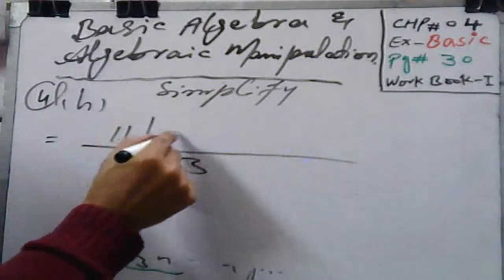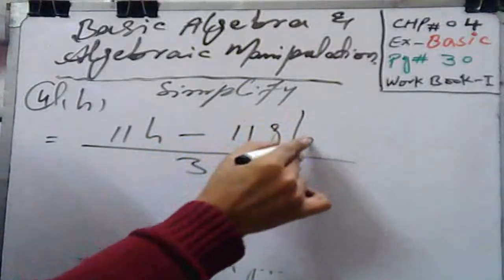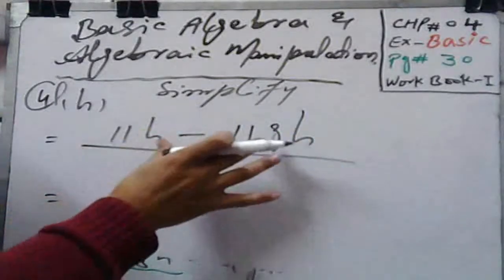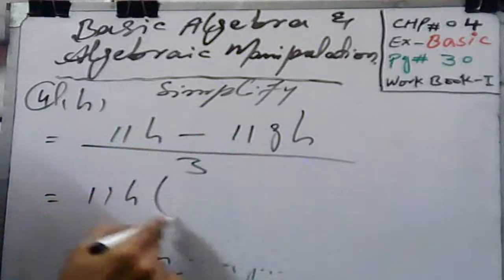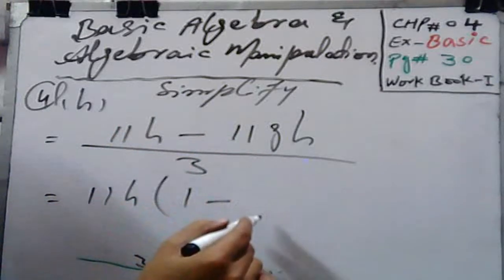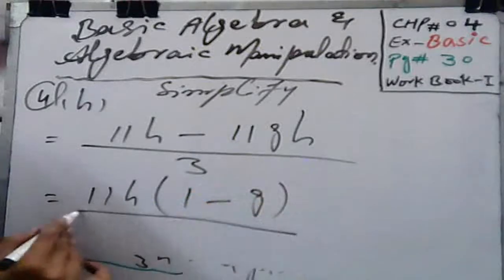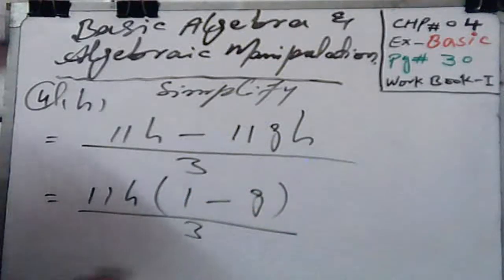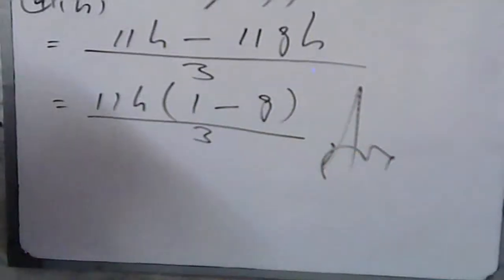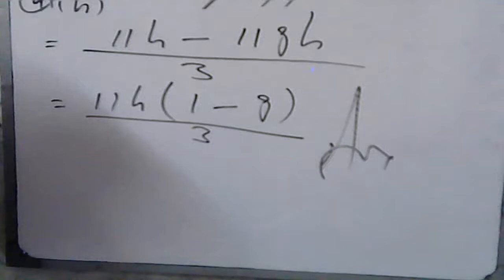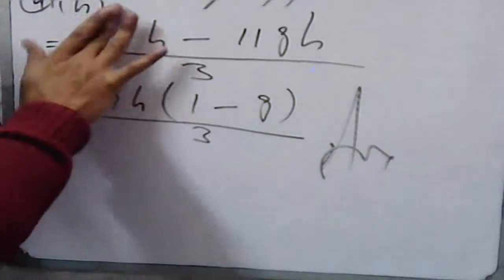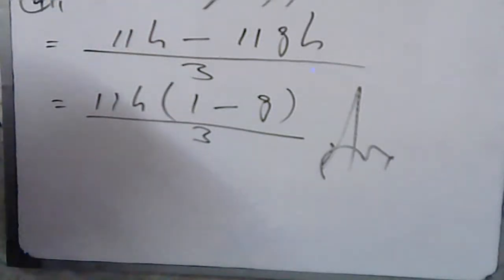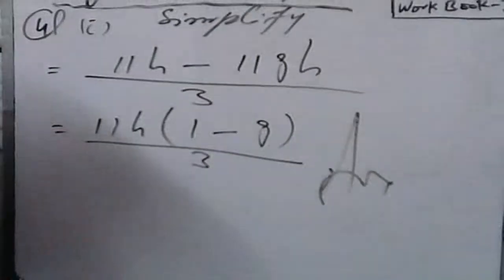Taking LCM 3 again, 11h minus 11gh. So that is your required result, but you try to take common. 11h can be taken as common, so 1 minus g divided by 3 is your required result. That is your I part.